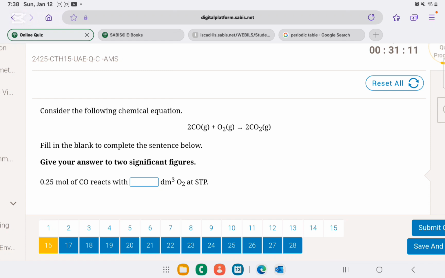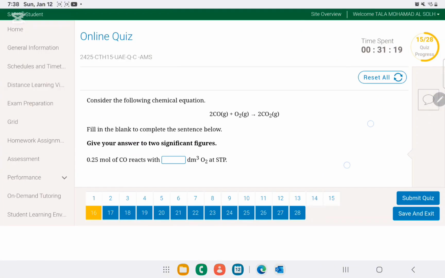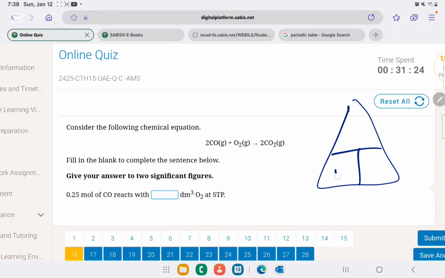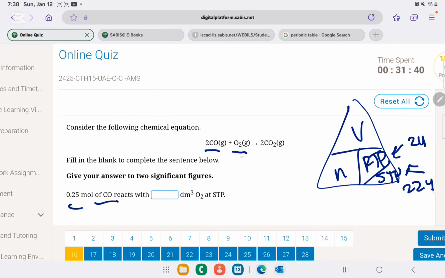0.25 moles of CO react with what dm cubed of O2 at STP? Now it's really easy. The formula for this is n, V, RTP or STP. RTP is 24, STP is 22.4. And they give us the moles of CO. Now to get the moles of O2, we just need to divide this by 2, since the ratio is 2 to 1. You can just know this from the coefficients in the formula.